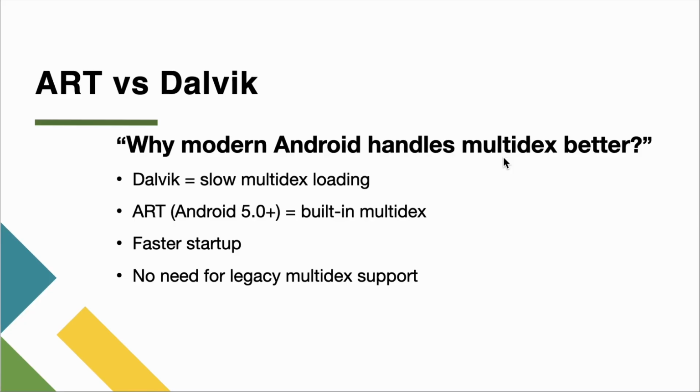But with Android 5.0 plus, the Android Runtime was introduced, which uses nothing but ahead-of-time technology. So Android Runtime has native MultiDex support, and apps load multiple DEX files much faster. If your minimum SDK is 21 or above, MultiDex becomes basically effortless. You don't need legacy MultiDex support explicitly. The startup time becomes much faster in ART, and it is much easier to use MultiDex.